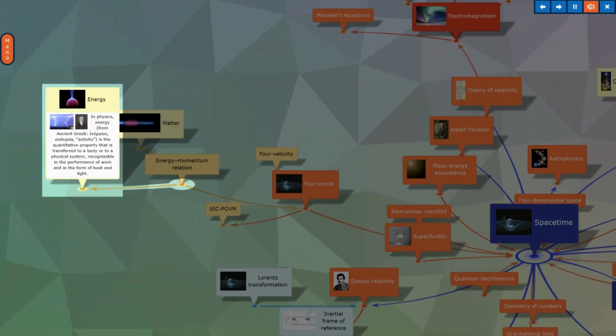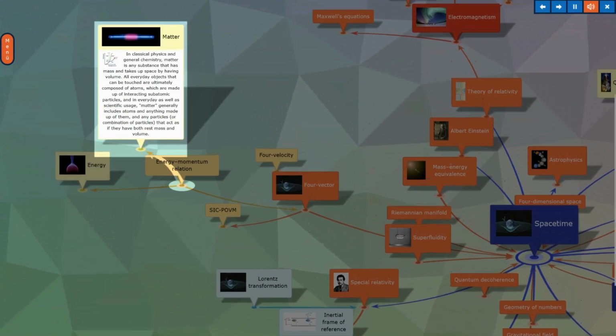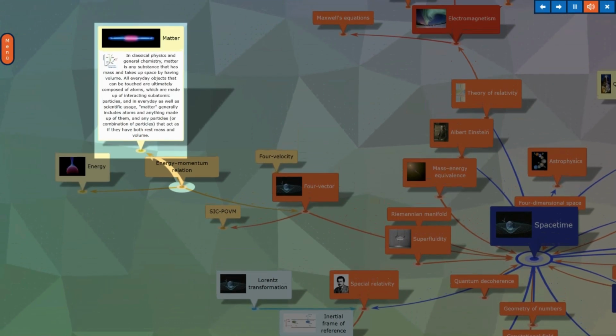Energy. In physics, energy, from ancient Greek energeia, activity, is the quantitative property that is transferred to a body or to a physical system, recognizable in the performance of work and in the form of heat and light. Matter. In classical physics and general chemistry, matter is any substance that has mass and takes up space by having volume. All everyday objects that can be touched are ultimately composed of atoms, which are made up of interacting subatomic particles, and in everyday as well as scientific usage, matter generally includes atoms and anything made up of them, and any particles, or combination of particles, that act as if they have both rest mass and volume.